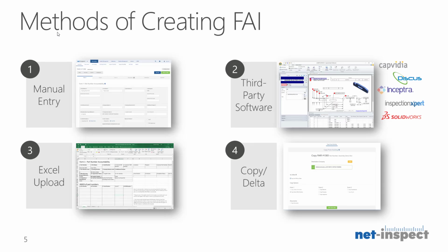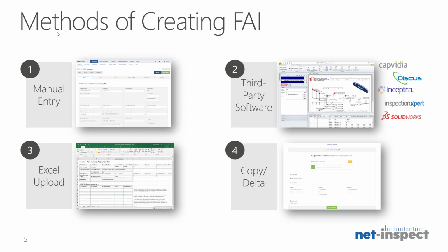There are different ways to create FAIs inside of NetInspect. The first option is just manually entering the data into an electronic form. Companies that do hand bubbling or might have older prints that don't work with OCR technology might use this option. The second option is to utilize third-party software such as Capvidia, Discus, Inceptra, Inspection Expert, or SolidWorks Inspection. These tools all have built-in publish to NetInspect options. The third option is to type the data into Excel and then upload the Excel template.